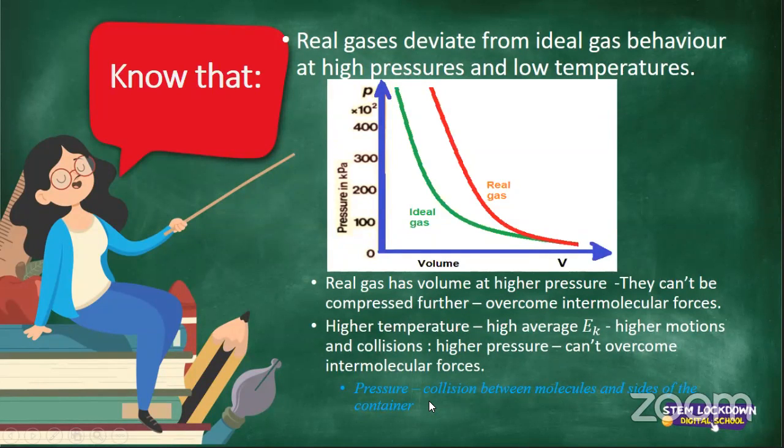compressed. But if we come to a lower pressure, you can see that the two graphs are intertwined. So it means the real gases and the ideal gases at lower pressure would behave similarly. So it means the real gases will occupy no volume. So pressure is the measure of the collisions between the molecules and also between the molecules and the sides of the container.